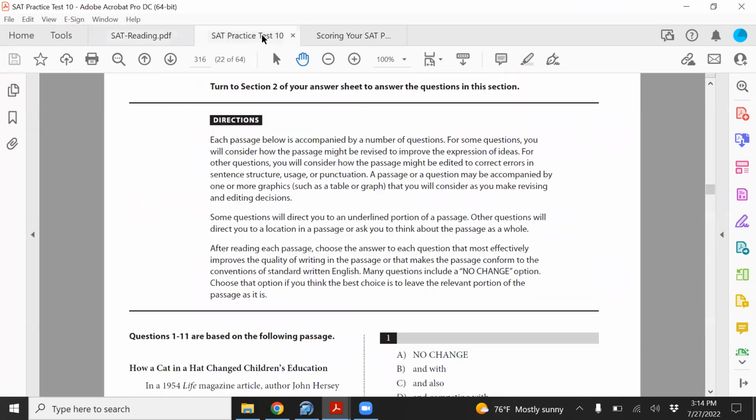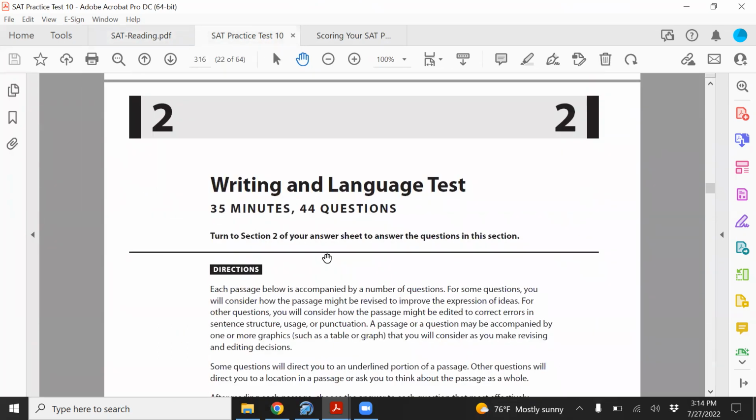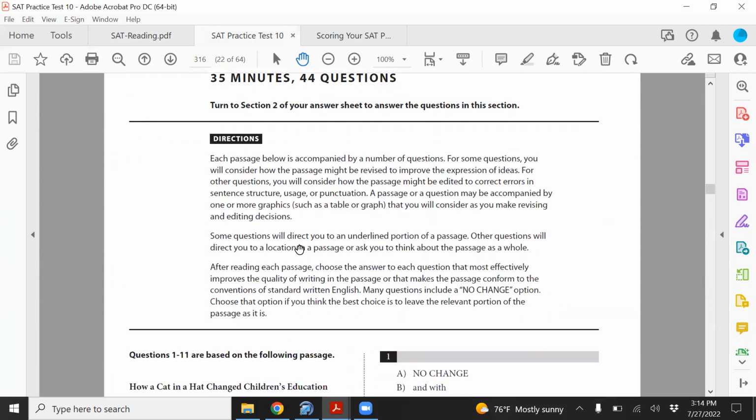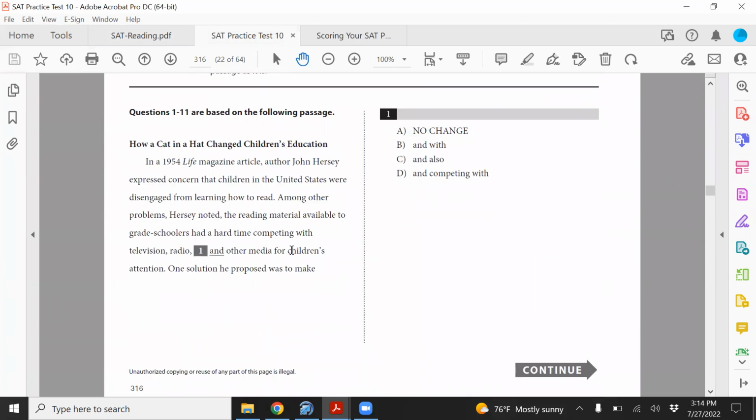So now let's talk about writing and language. Let's look at section 2 here, and we'll do the first one together, the first passage, 1 through 11, and then we'll do 12 to 22 after that.